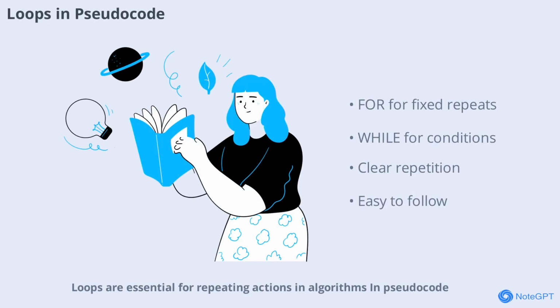Loops are essential for repeating actions in algorithms. In pseudocode, you'll often use for and while loops. For loops are great when you know how many times to repeat, while while loops are useful when the number of repetitions depends on a condition. By clearly outlining your loops in pseudocode, you make your algorithm's flow easy to understand and implement.